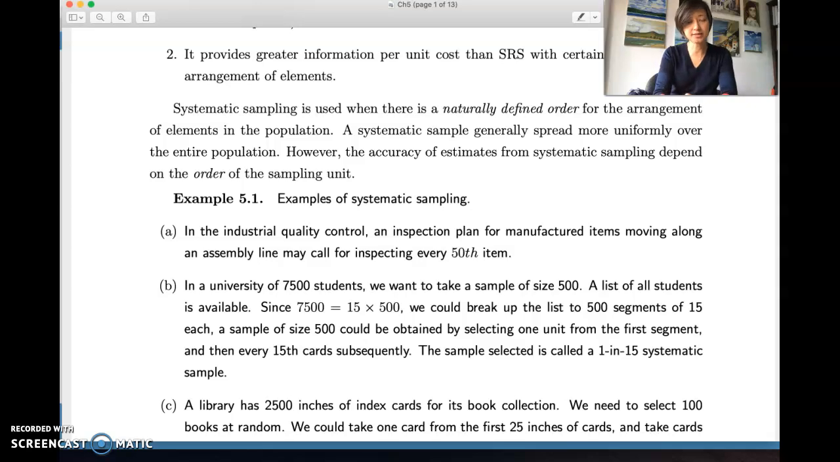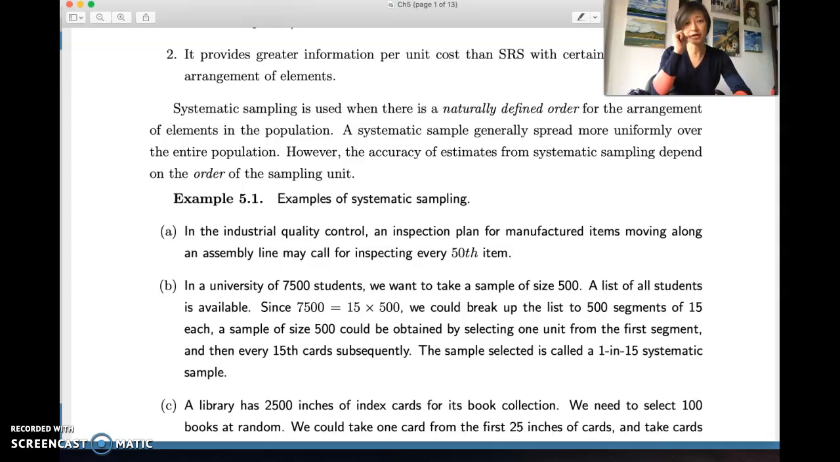Okay, so let's look at some systematic sampling examples. For example, in an industrial quality control and inspection plan for manufactured items moving along the assembly line. So imagine at Nike, the Nike manufacturing company, they have a conveyor belt with pairs of Nike running shoes being manufactured coming out.